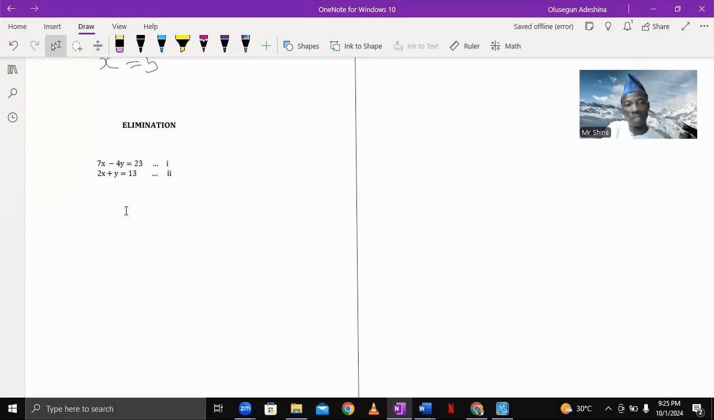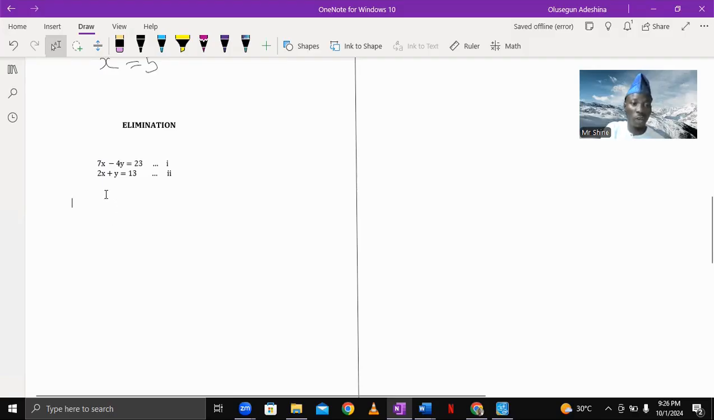Elimination simply means that we are getting rid of a variable. We could decide to get rid of the variable x first, or get rid of the variable y first. If we're getting rid of the variable x, then that means we are finding the value for y. And if we are getting rid of the variable y, then we are finding the value for x. Okay, so that is what it means.